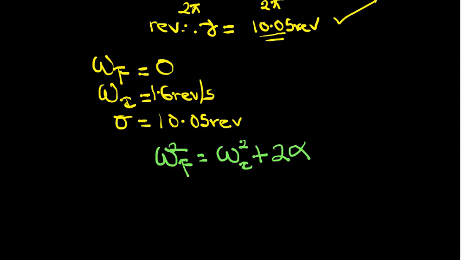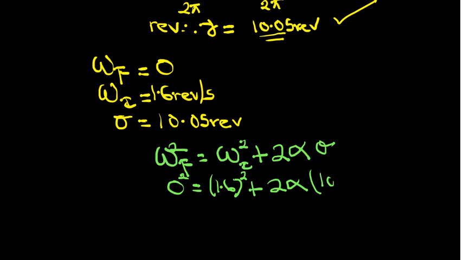Now this velocity is not just any velocity. This is for an object that is moving in a circular position, so this is angular velocity. And what we're having here is 0, so this is 0 squared. What we're having here is 1.6 rev per second squared, plus 2, remember there's theta here, times the angular acceleration that we're looking for. Then the value of theta that we got is 10.05 rev.